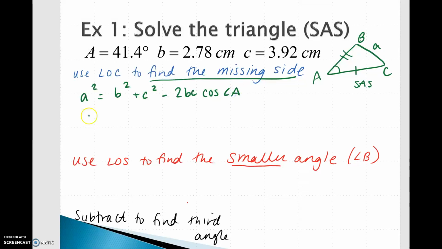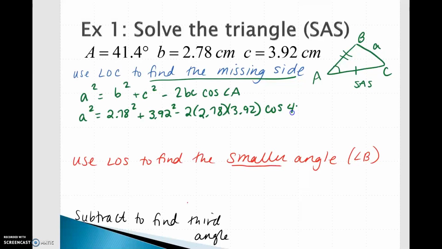Now I'm going to write down my formula with the actual numbers from the problem. So A squared equals 2.78 squared plus 3.92 squared minus 2 times 2.78 times 3.92 times cosine of 41.4. All right, let's go ahead and plug that in our calculators.